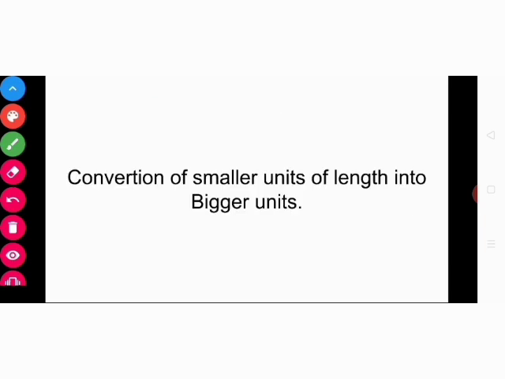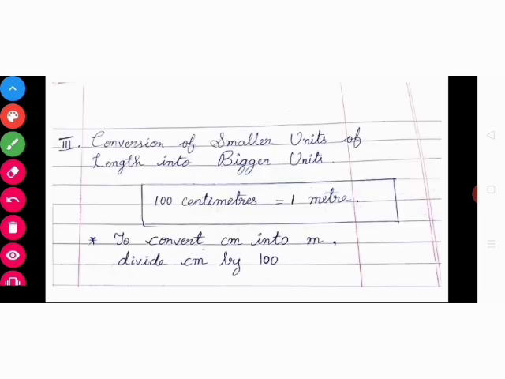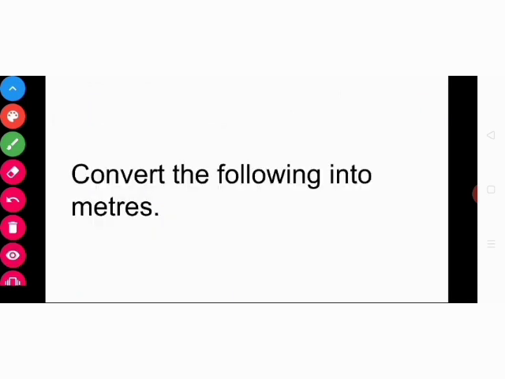So today we are going to see about conversion of smaller units of length into bigger units. What are you going to do? 100 centimeter is equal to 1 meter. To convert centimeter into meter, centimeter is a smaller unit, meter is a bigger unit. So here what you want to do? Divide centimeter by 100. Look at the examples.